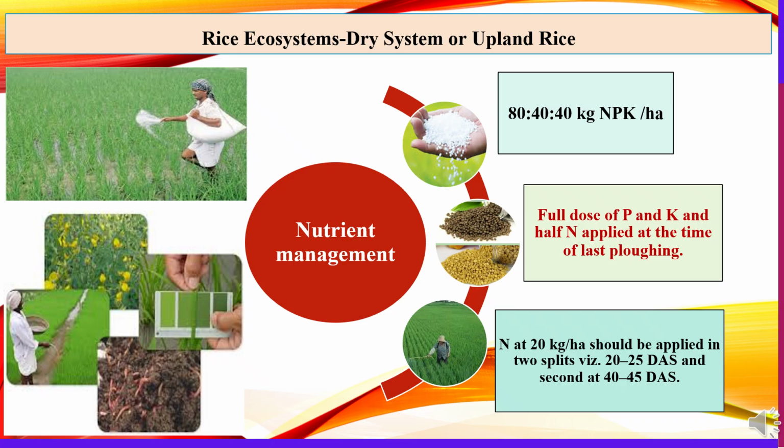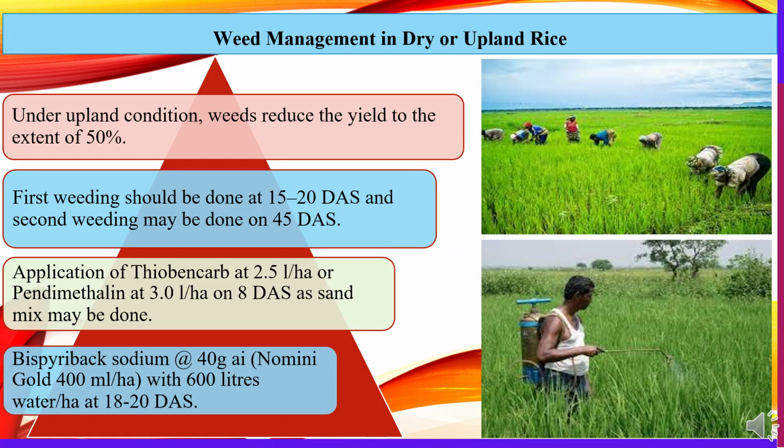This split application ensures efficient nutrient use, minimizes losses, and matches the crop's growth requirements. Weed management in dry or upland rice. Under upland conditions, weeds can reduce yield by up to 50%. To manage weeds effectively: first weeding, perform the first weeding at 15 to 20 days after sowing, DAS. Second weeding, the second weeding should be done around 45 DAS.